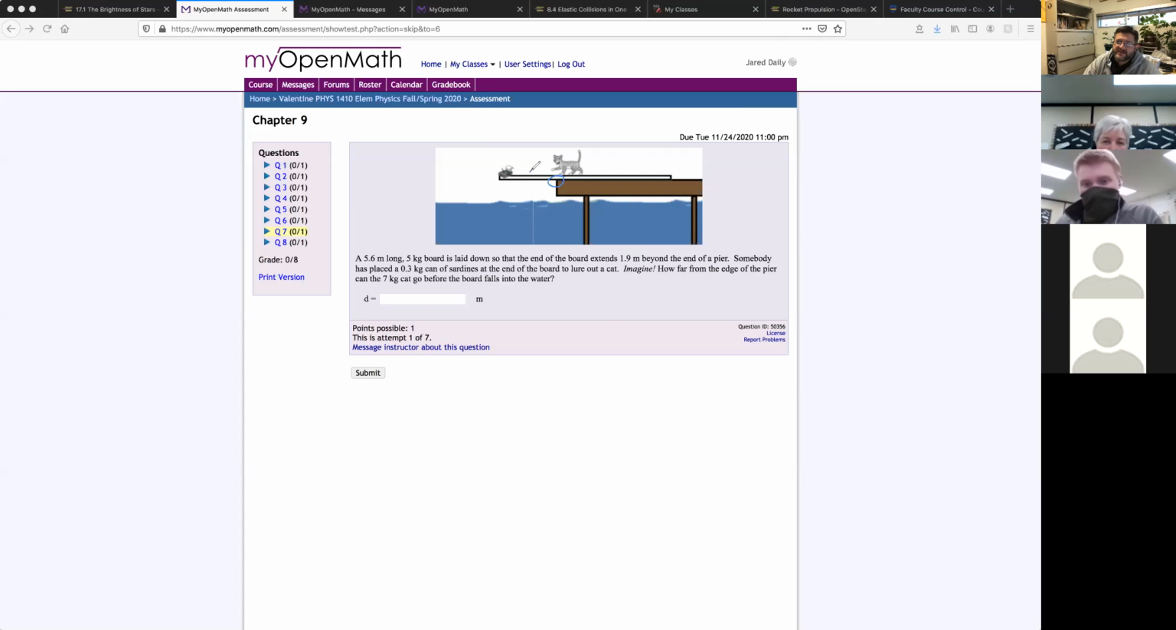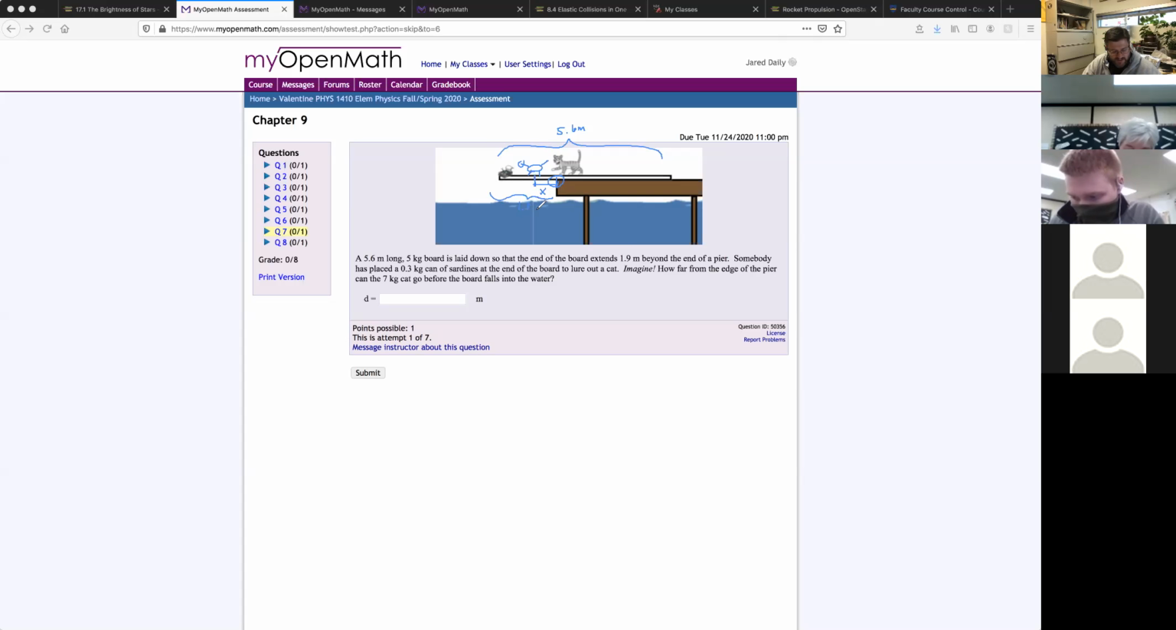But then the cat is going to be somewhere out here at that point, right? It's not going to be where he is. He's going to be out here trying to get to the sardines. And we don't know that distance either. So we're going to make that our unknown distance. We're going to call it X. Now, all the other stuff we know. We just have to be very careful about the way that we label it. So we have the entire length of the board. It's 5.6 meters. We know that 1.9 meters of it is sticking out here.